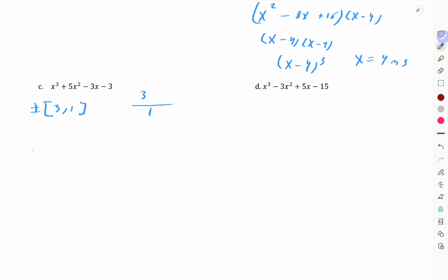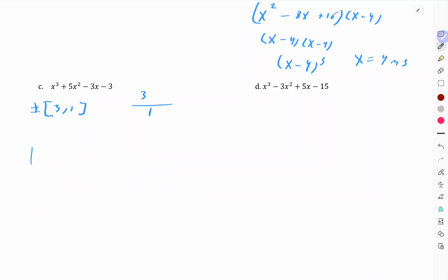Let's try 3 this time. So 1, 5, negative 3, negative 3. Got 1 down here. We got 3. We got 5, 6, 8. 8 times 3, you already know, 24, and then it's 21. 21 times 3, I ain't doing all that. Okay, negative 3, you already know. Negative 6, that is not going to work.